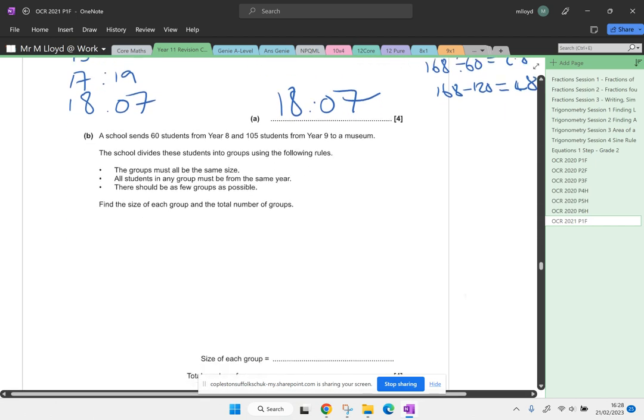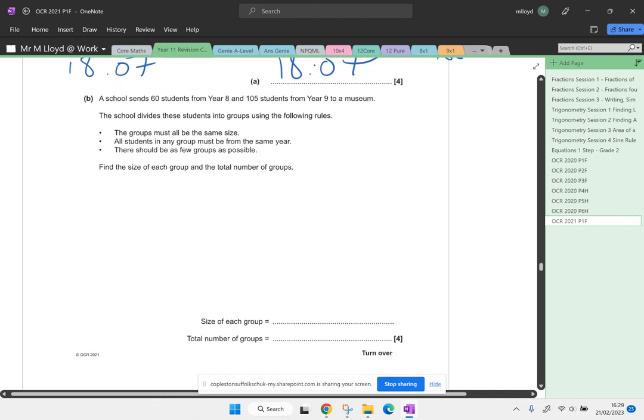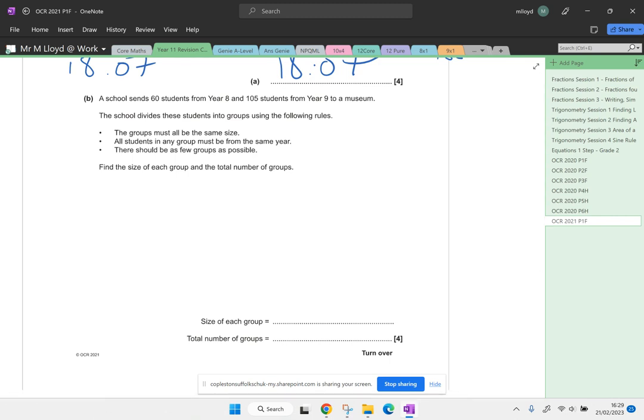A second school sends 60 students from year 8 and 105 from year 9 to a museum. The school divides these students into groups using the following rules. The group must be from the same year, and there should be as few groups as possible. Find the size of each group and the total number of groups. This sounds like a highest common factor question, if you ask me.